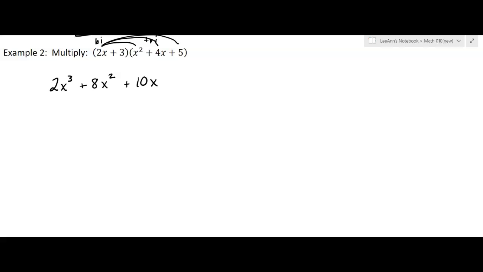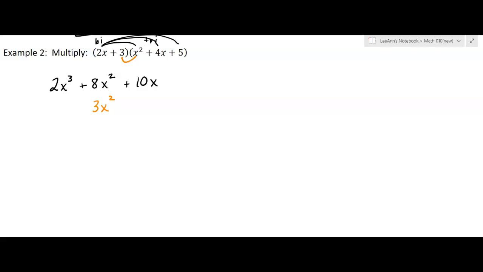All right. Now I'm going to take the 3 times each term. So 3 times x squared. Well, that's going to be 3x squared. A lot of times when I do these, I go ahead and stack them. I'm going to get a total of 6 terms here eventually because I'm going to have 3 terms when I distributed the 2x and 3 terms now when I distribute the 3.